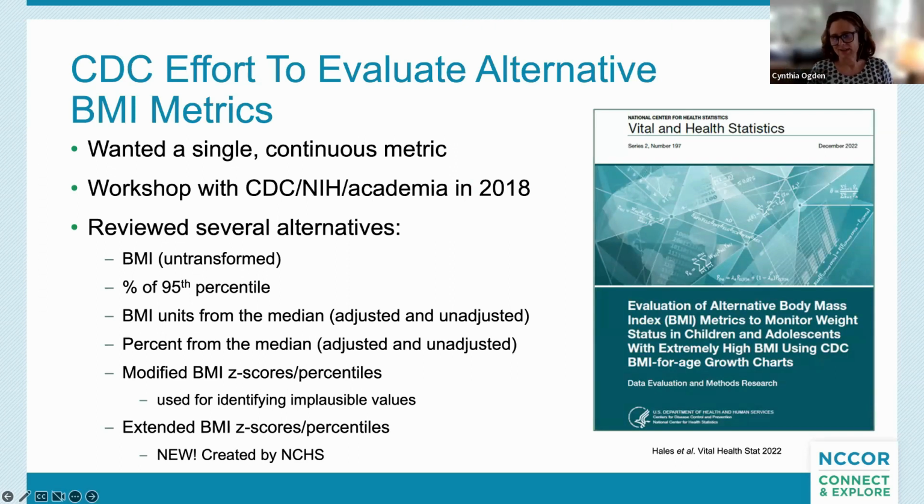Because of this problem with the 2000 BMI for age growth charts, CDC led an effort to evaluate alternative BMI metrics that could be used for extreme BMIs. Researchers and clinicians wanted a single continuous metric that could be used across BMI values. In 2018, CDC convened a workshop to discuss and review several alternatives, including untransformed BMI, percent of the 95th percentile, BMI units from the median, both adjusted and unadjusted, percent from the median, both adjusted and unadjusted, modified BMI Z-scores and percentiles, which are often used for identifying implausible values, and then the extended BMI for age Z-scores and percentiles that were just created. These metrics are discussed in the report that was released with the extended percentiles in December of last year.